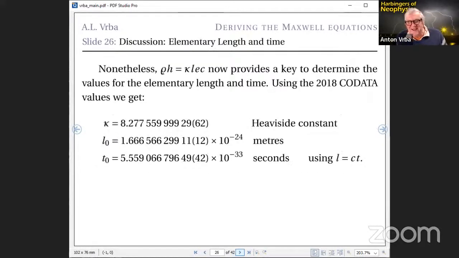But nonetheless, if we look at this equation of rho h equals kappa LEC, we can now establish, using the Heaviside constant, an elementary length and an elementary time of these values, a lot smaller than the Planck length and the Planck time, but in view of what I've done here, fairly elementary values.